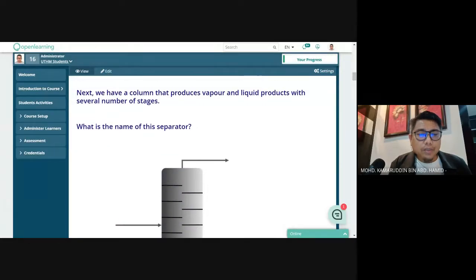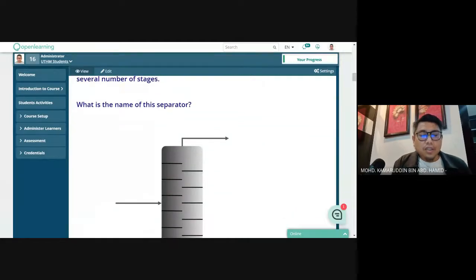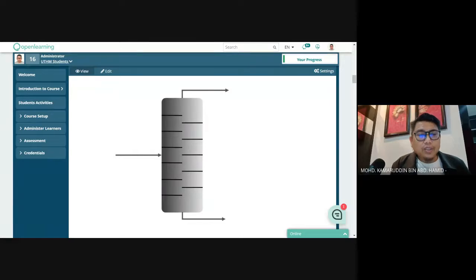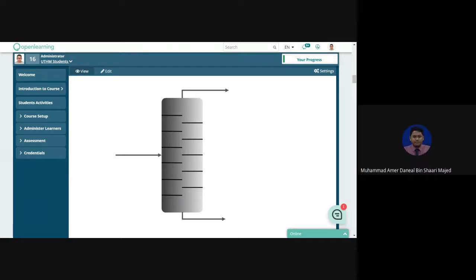The next separator, we call it column. But the function is also still the same as a flash. The only difference is that this separator, this column, has several stages. Tadi flash kita cuma ada one single stage, but in this case we have several stages, tetapi fungsinya masih lagi sama, yang mana you will recover liquid at the bottom and the product gas as a vapor at the top.